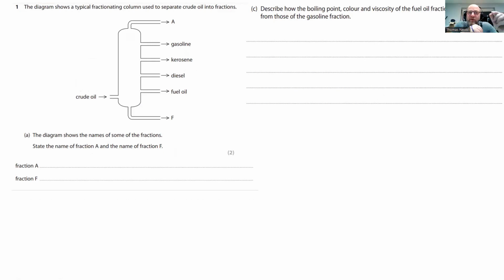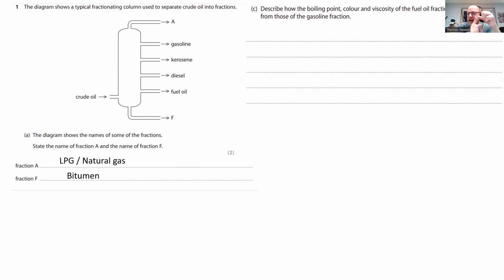The diagram shows a typical fractionating column used to separate crude oil into fractions. The diagram shows the names of some fractions. State the name of fraction A and the name of fraction F. Well, we just looked at that. So fraction A is LPG, or natural gas, and fraction F, right at the bottom, is bitumen.